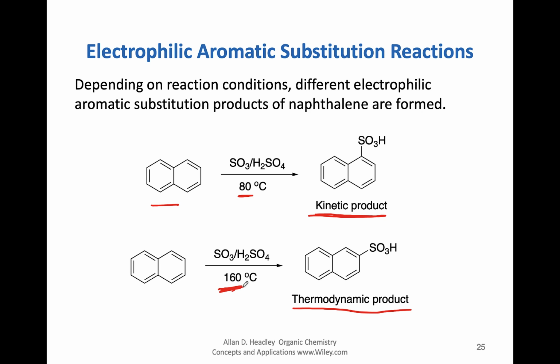So if you run the reaction at a high temperature, there's enough energy to get to the intermediate that is not as stable. So in other words, you've surpassed the energy of activation for the most stable intermediate and gotten to the energy of activation for the less stable intermediate, because there's lots of energy right here. That quickly goes on to form the more stable product, which is also called the thermodynamic product.